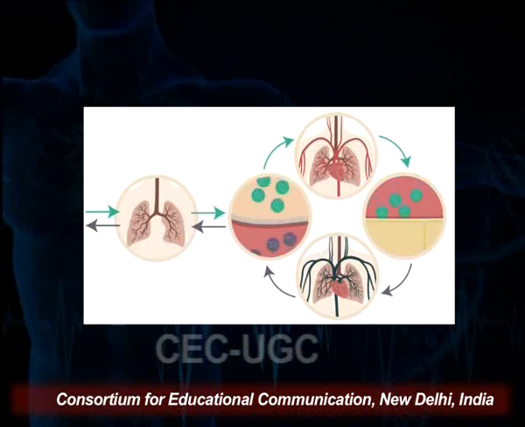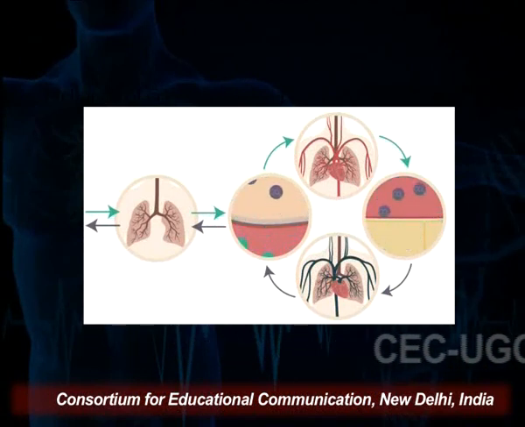Now, we'll see the next function, which is the gas exchange. Inside the lungs, oxygen and carbon dioxide enter and exit respectively through millions of microscopic sacs called alveoli. The inhaled oxygen diffuses into the pulmonary capillaries, binds to hemoglobin and is pumped through the bloodstream. The carbon dioxide from the blood diffuses into the alveoli and is expelled through exhalation.